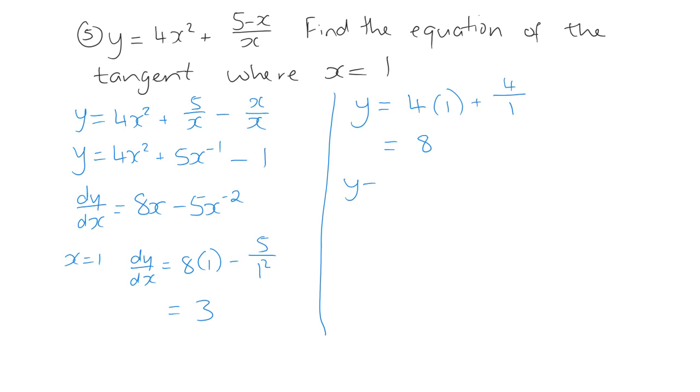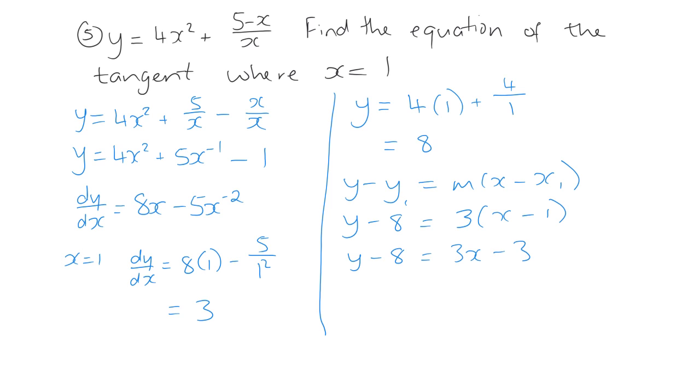Then put it into, this is where you go back to your coordinate geometry. Put it into y minus y1 equals m upon x minus x1 to get the equation. So y minus 8 equals, our gradient is 3 upon x minus 1. Multiply out your bracket and bring the minus 8 across and it becomes a plus 8. So our equation is y equals 3x plus 5.